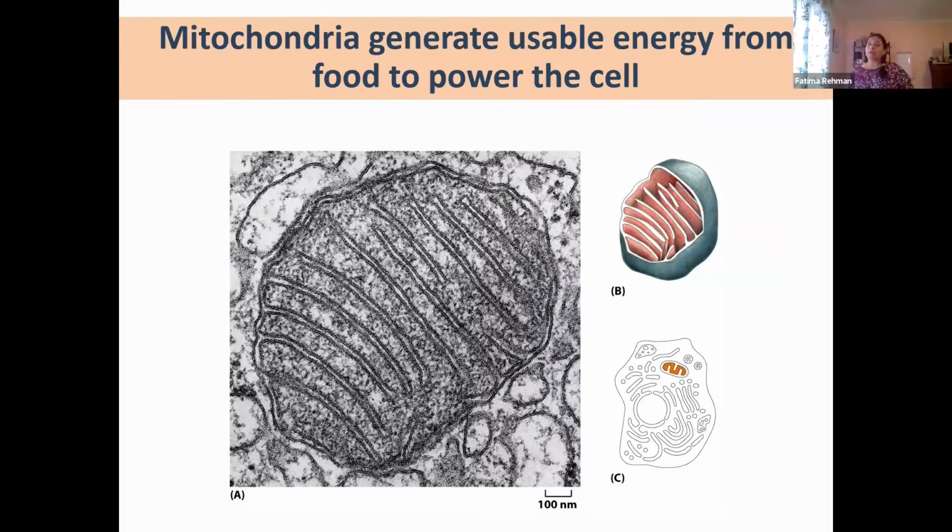Then you have your mitochondria that make your usable energy. They take your food and provide you with energy in the form of ATP that you can use to do all the work that you need to do to survive, to live, to work.